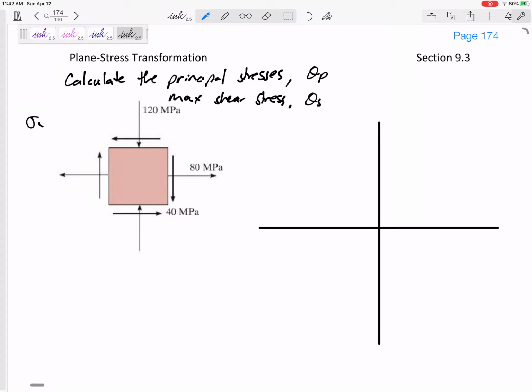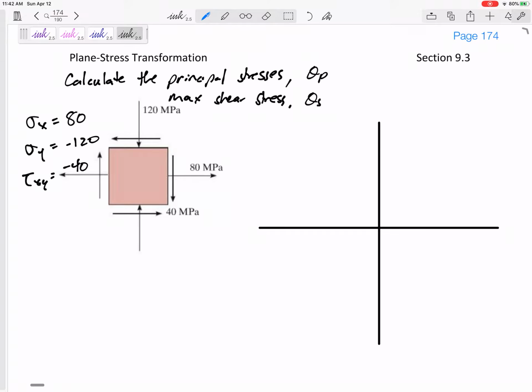So first of all, let's just see what we've got here. We've got positive 80, sigma y negative 120, tau of negative 40. Remember, the positive would have been pointed up to that corner. Negative 40 is pointed into that corner. Positive is tension, negative is compression. So you got to get those right, or your Mohr circle will be wrong.